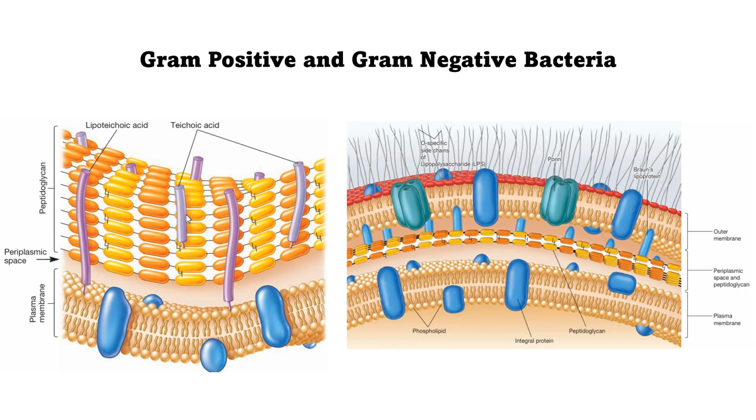Okay, another thing to remember about the cell wall of gram-positive bacteria is that they have lipoteichoic acids, teichoic acids, which are present in the peptidoglycan layer and remain in the cell wall. These structures are absent in gram-negative bacteria.